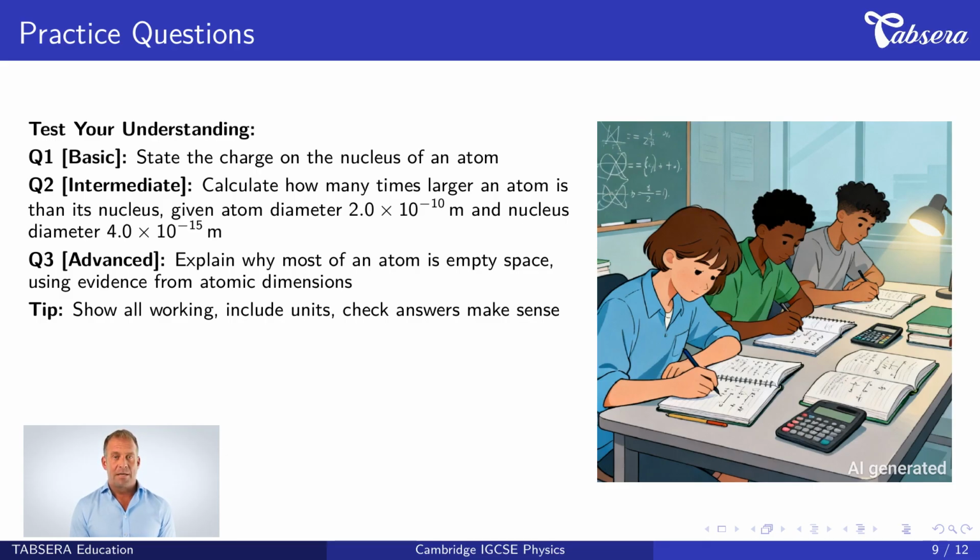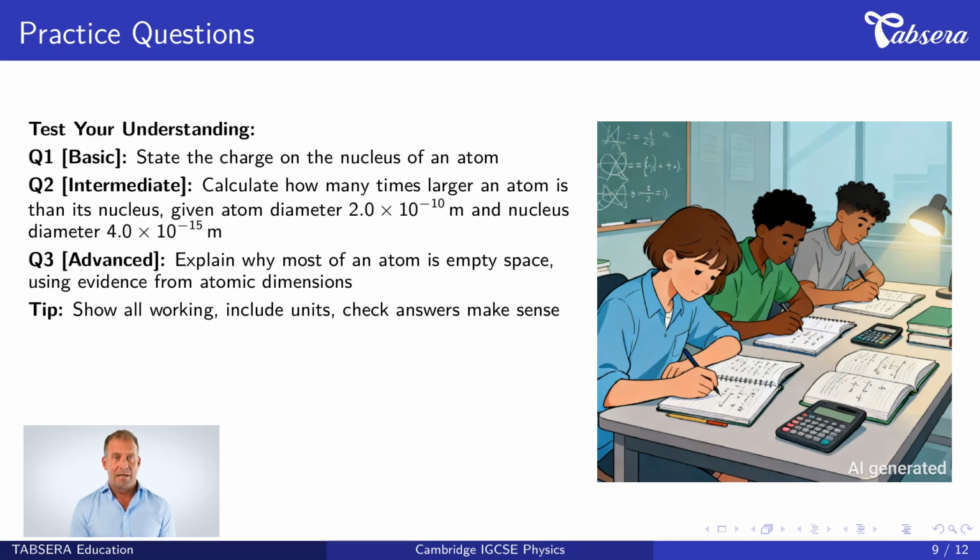Question 2 is intermediate level. It states, calculate how many times larger an atom is than its nucleus, given an atom diameter 2.0 times 10 to the power minus 10 meters and nucleus diameter 4.0 times 10 to the power minus 15 meters. This requires you to apply ratio calculations using scientific notation.